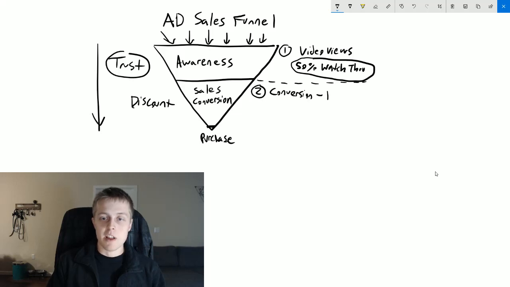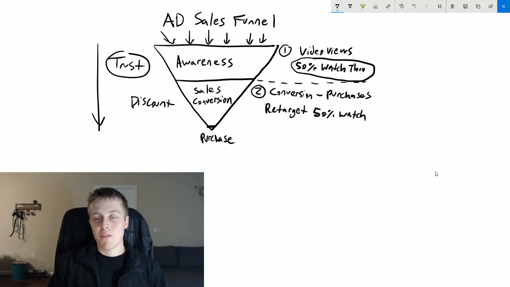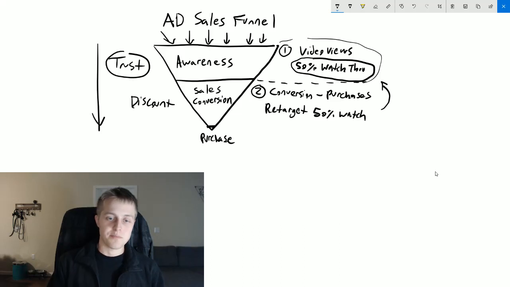And it's optimized for purchases, because that's what we want to do. We want to get sales, right? So this is going to retarget, and if you don't know what that means, that is okay. I will explain it in a second. Retarget people who watch 50% of the video, right? So we first hook them with this video views ad, and then we retarget them with the sales ad.